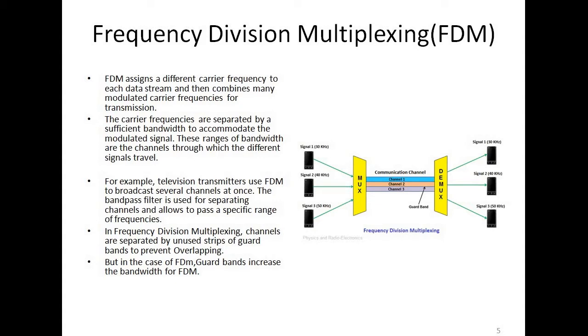The bandpass filter is used for separating channels and allows a specific range of frequencies to pass. In frequency division multiplexing, channels are separated by unused strips called guard bands to prevent overlapping. But guard bands increase the bandwidth of FDM.